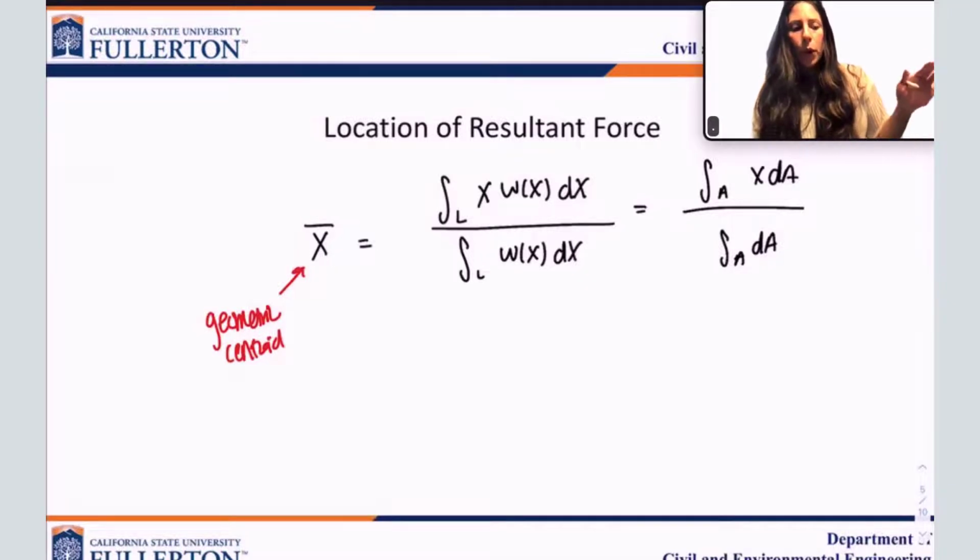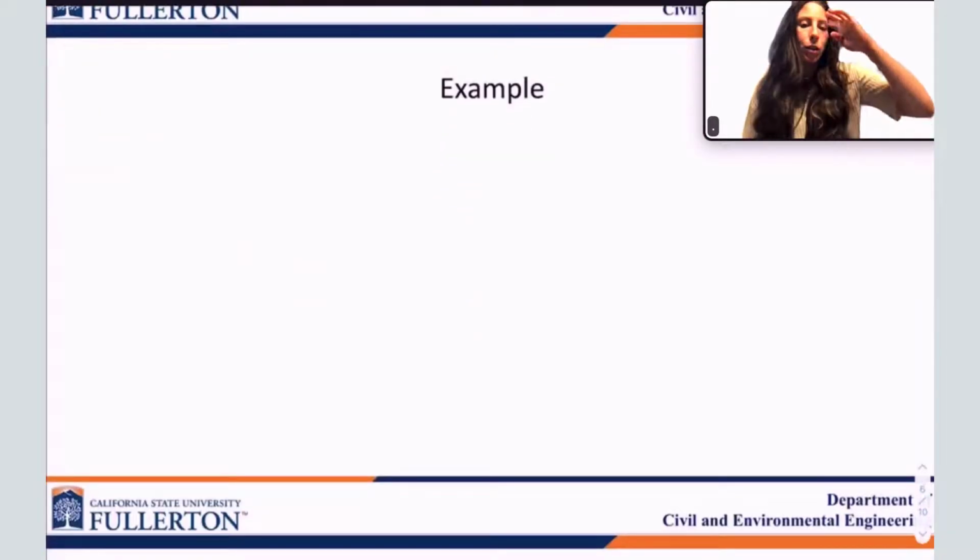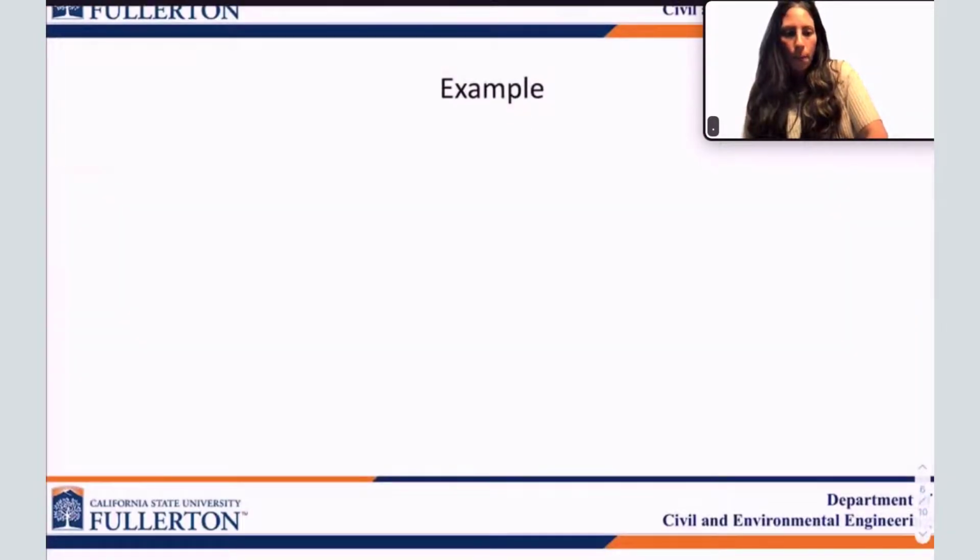In other words, the resultant force has a line of action which passes through the centroid, or the geometric center, of the area under the loading diagram. There's a detailed integration technique for this, but we're not going to worry so much about it because we're going to show you an example and how we can apply this in a simple way. So let's go ahead and do an example now.